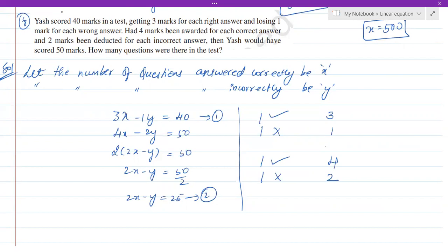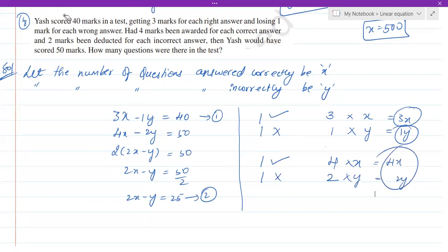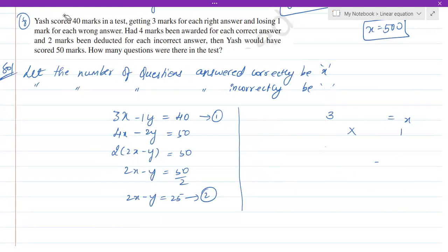Now, the total number of questions correct is x. So total marks will become 3 into x, 3x. The total number of answers wrong is y. So 1 into y will become 1y. Out of this, we have to subtract this to get the total marks. That's why we have written 3x minus 1y is equal to 40. Similarly, for x answers, what will be the total marks? 4x. For y answers, what will be the total marks? 2y. We have to subtract these two to get the final marks. That's what we have done. Okay, so we have got 2 equations.